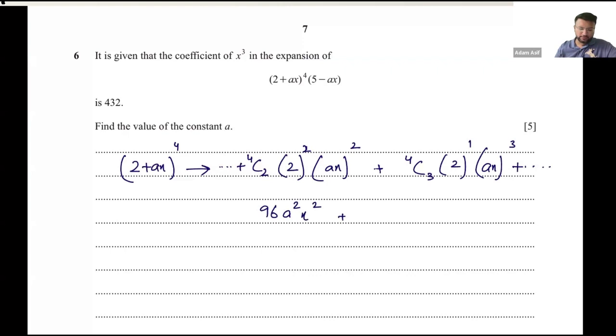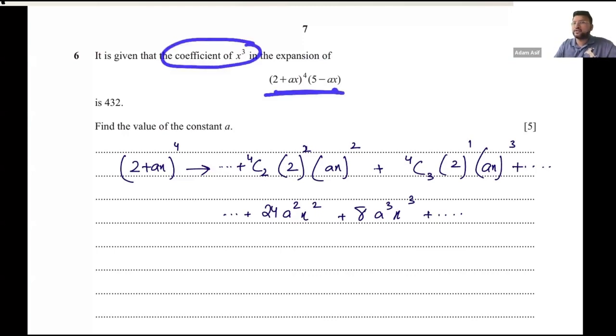और ये कितना हो जाएगा? Oh, sorry, my bad. 4C2 into 4, 24 होगा ये. और 4C3 कितना होता है? That's 4 a cube x cube times 2, 8. 8 से multiply, 2 से multiply होगा, it's going to be 8. Clear? अब we need the coefficient of x cube इन दोनों को multiply करने के बाद.